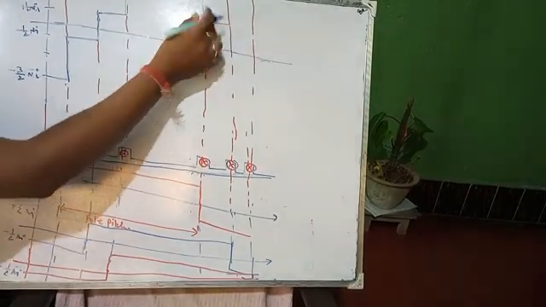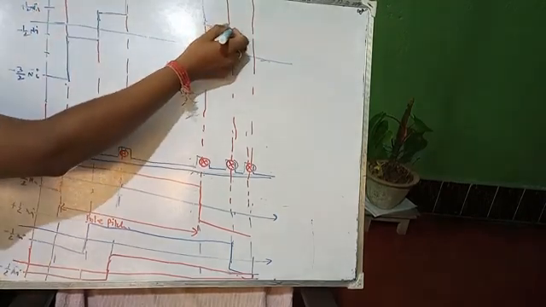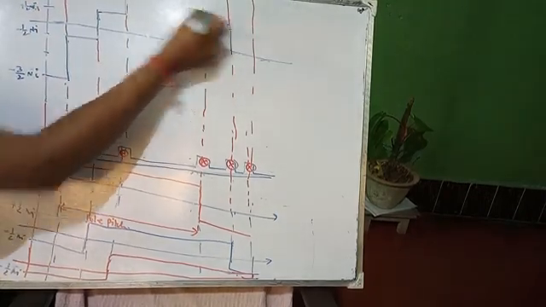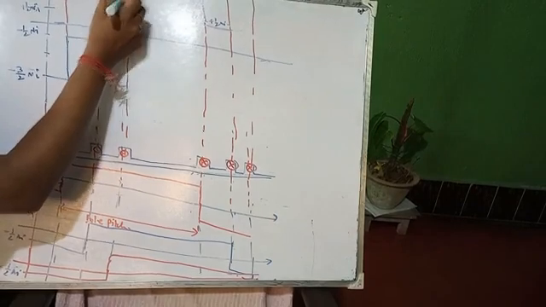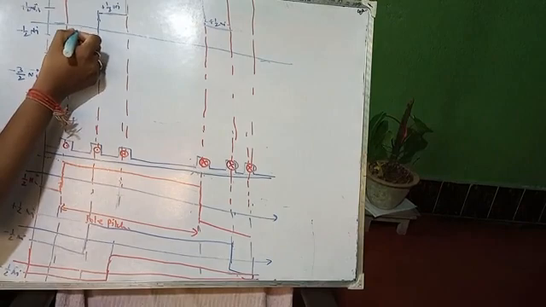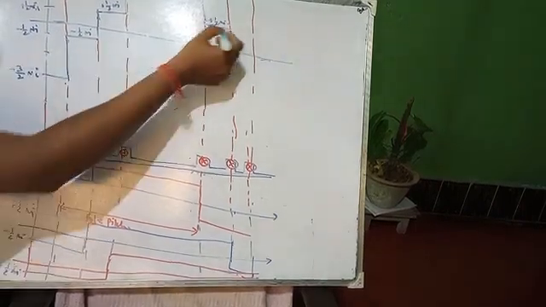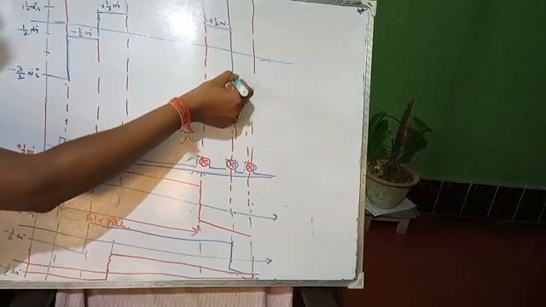Okay, up to this much means up to plus half of Ni. Okay, plus half of Ni. This is plus half of Ni. This is 3 by 2 of half of Ni positive, and this is minus half of Ni. This is minus 3 by 2 half of Ni. Okay, again it will drop down up to minus 3 by 2.